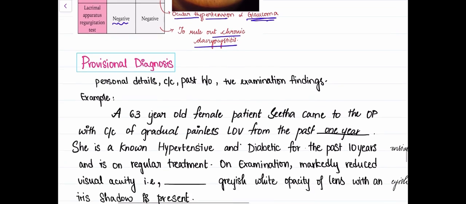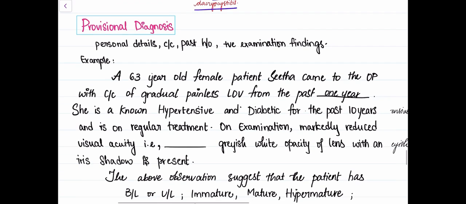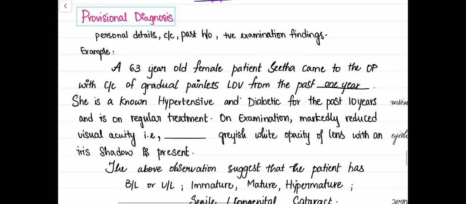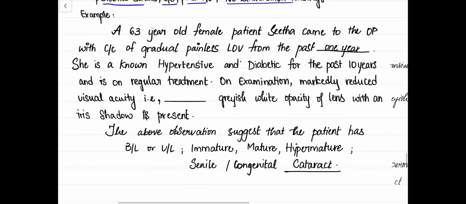So now we're done with examination and moving on to provisional diagnosis. So this is basically summing up your whole case sheet. You should mention personal details, chief complaints, important past history, and any positive examination findings that are diagnostic. So here's an example of how you need to present the provisional diagnosis.